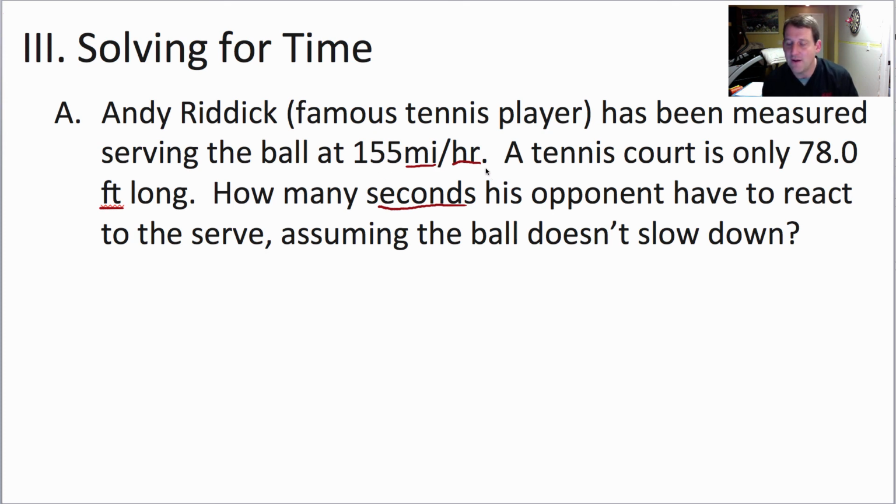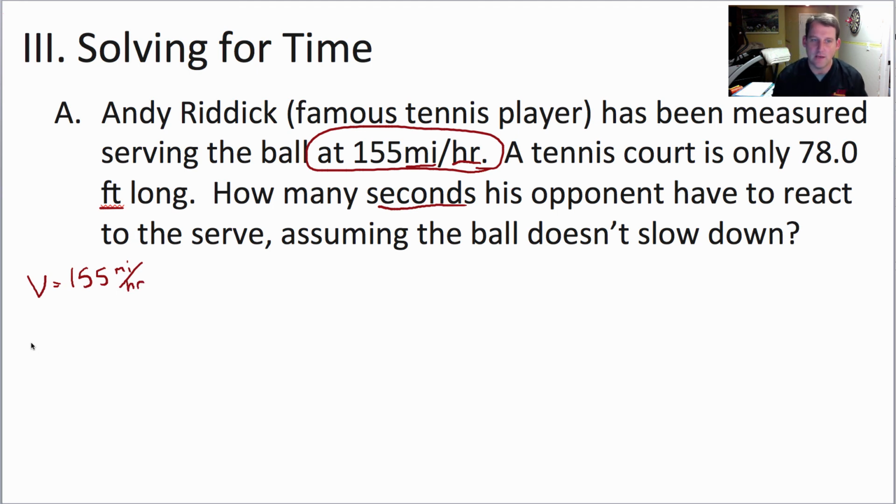First things first, we need to identify what we know and don't know in the problem. In this case, we know the 155 miles per hour. We know that's a velocity, so I'm going to put it here: 155 miles per hour. We also know the change in distance, the 78 feet. Change in distance is 78.0 feet. And we're looking for the seconds, the change in time, which is unknown. Before we do this, I'm going to convert this number so that it is feet per second instead of miles per hour, so the units match up a little better.